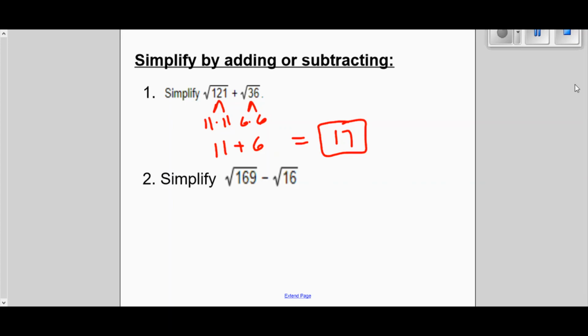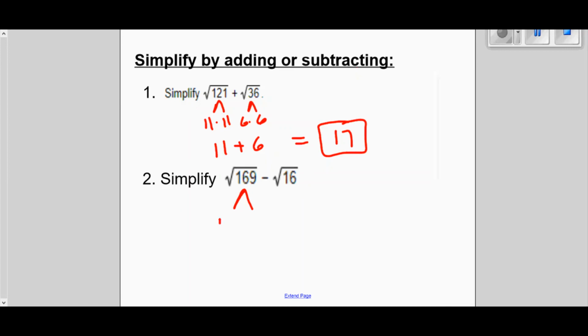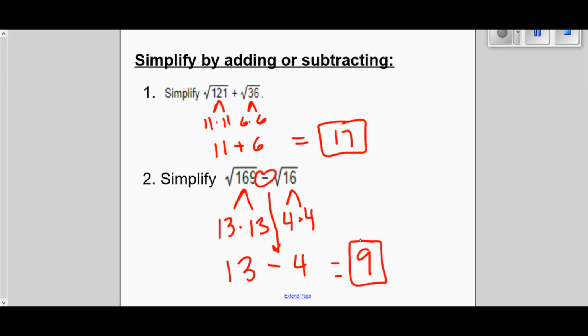Number 2, simplify square root of 169 minus the square root of 16. So this one I'll do showing the calculator. I'm going to do 169 and hit the square root. Oh, that's 13. So this means 13 times 13 is 169. So I'm going to do 13. And then I'm going to break up 16. So 16 is 4 times 4. So this means I have 4. And then I want to subtract it, so I'm going to bring this sign down. So 13 minus 4 gets you 9. So my answer here is 9.